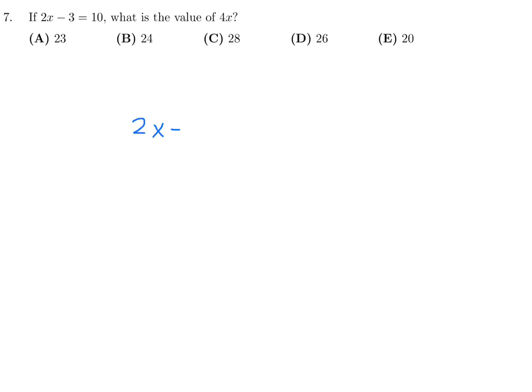If 2x minus 3 is equal to 10, what is the value of 4x? Well, 2x is 13, and therefore 4x would be 2 times that, which is 26. So number 7, the answer is D.